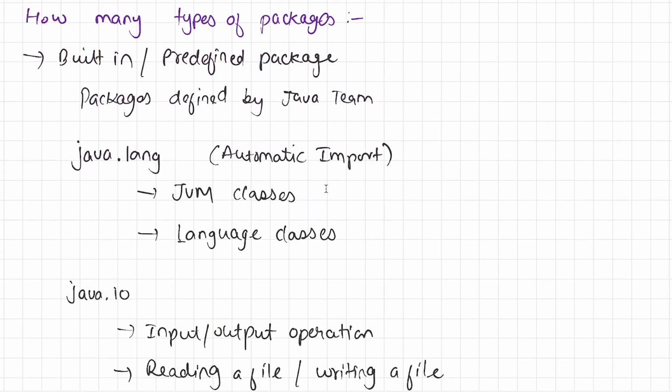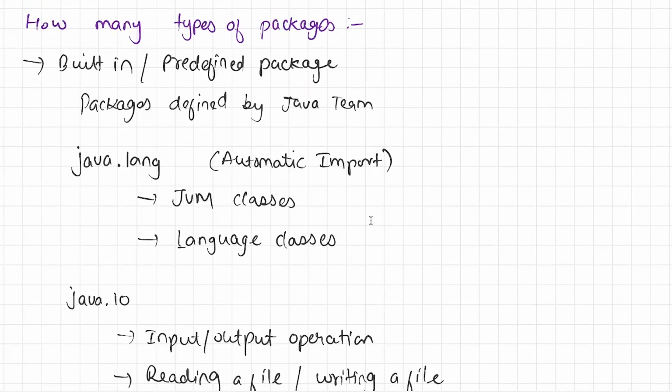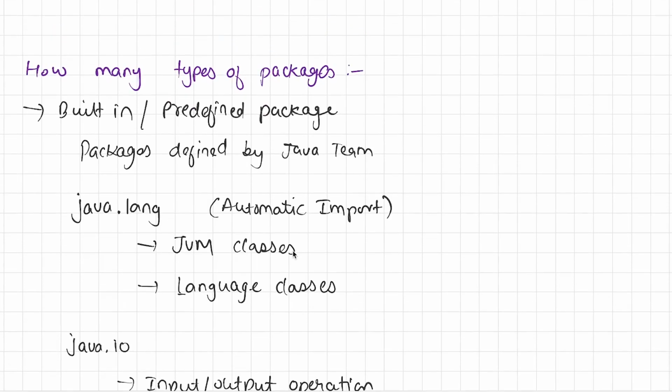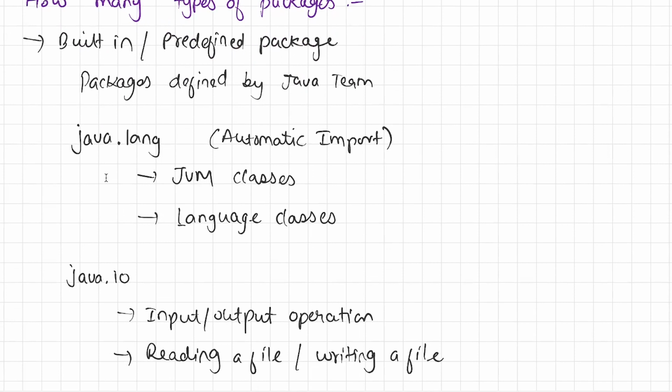Now, the next topic is how many types of packages there are. So my friend, packages are broadly classified into two categories. The first one is built-in, or predefined, packages. What does it mean by built-in and predefined packages? Built-in and predefined packages are packages defined or written by the team who created the programming language or software. In the case of Java, we have packages like java.lang and java.io. These packages are written by the Java team.